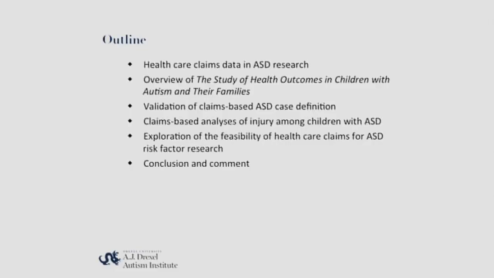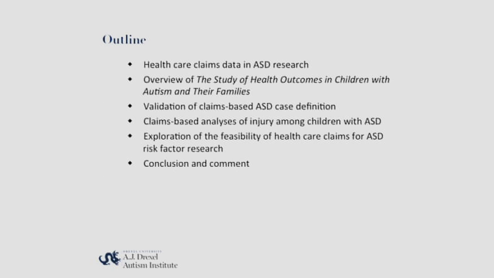And what I'm going to do is start off by giving a little bit of an overview on how healthcare claims data have been used in autism research. And then I'm going to transition and talk a little bit about a project that I've been involved in for the last couple of years. It really was sort of the genesis for this talk, the study of health outcomes in children with autism and their families. And I'm going to highlight a couple of things that we did in that project for you today.